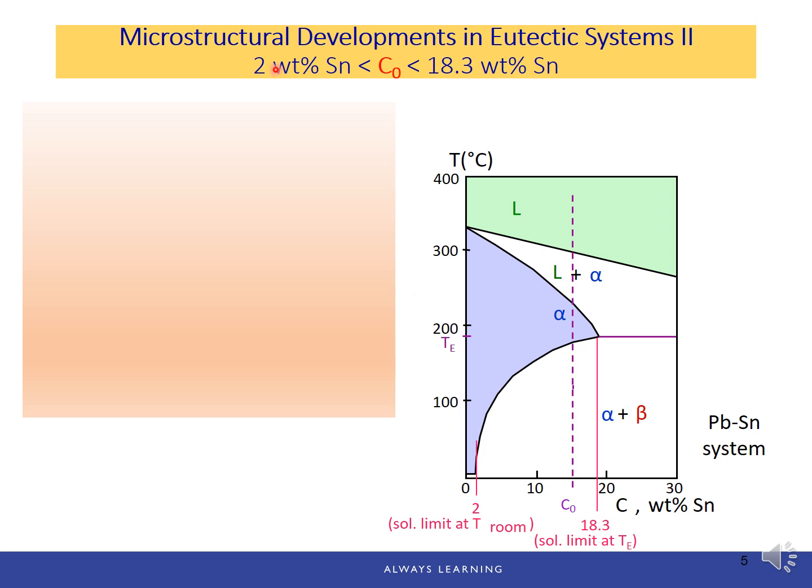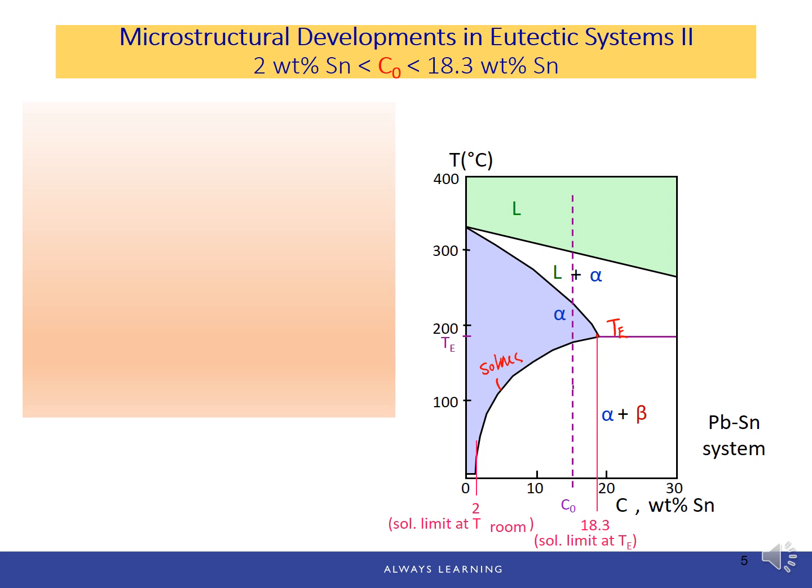Next composition region we're going to look at is between 2% and 18.3% of tin. So the 2% is the solubility limit at room temperature, and 18.3% is the solubility limit of tin in lead at the eutectic temperature at this point. And now if you still remember this line, we call this line the solvus line. So this is the solubility limit of tin in solid lead at any temperature.